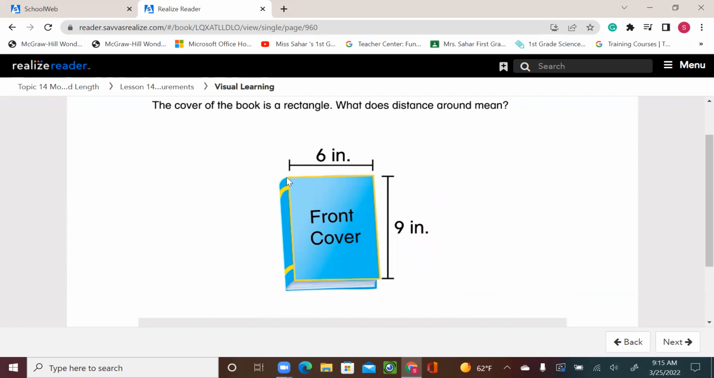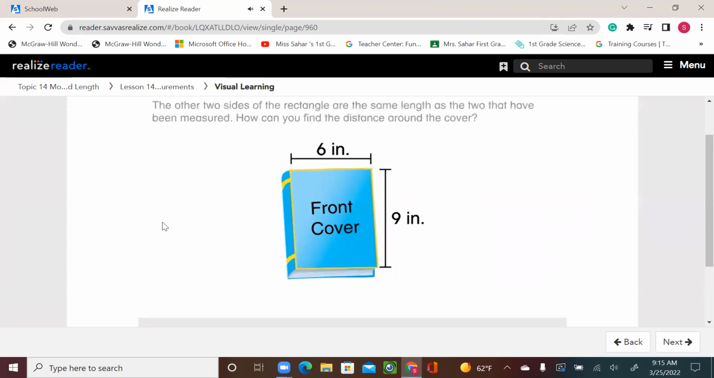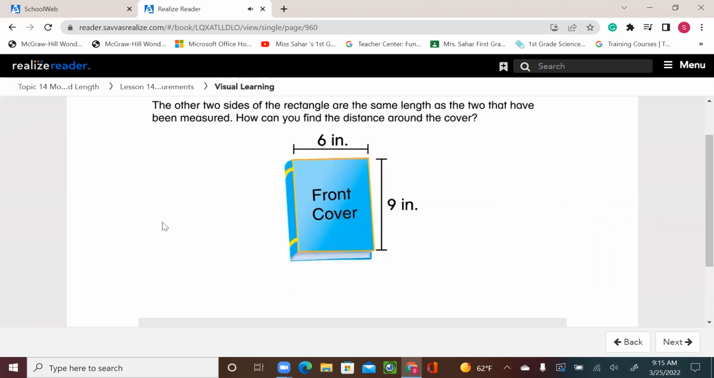All right. So as we look at the front cover of the book, the shape is rectangular. So we have 4 straight sides. We have two sides that face each other with the same length. Distance around means the combined length of all 4 sides of the book. Why have only 2 sides of the book been measured? The other 2 sides of the rectangle are the same length as the 2 that have been measured.